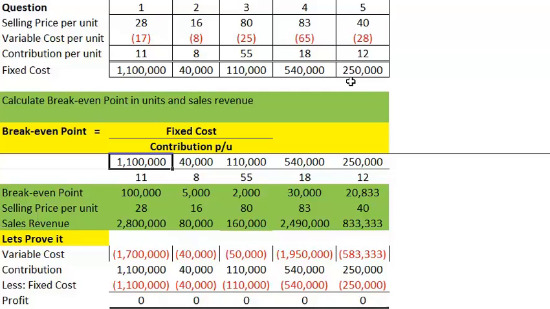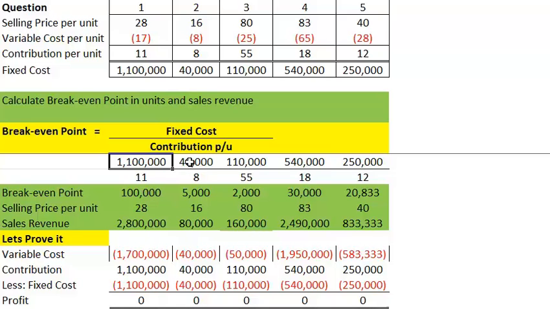Now we will replace fixed cost and contribution per unit in the break-even formula. The formula, as you can see, is fixed cost divided by contribution per unit. Fixed cost is 1.1 million and contribution per unit is 11 pound. When we divide 1.1 million by 11 pound per unit of contribution, break-even point is 100,000.